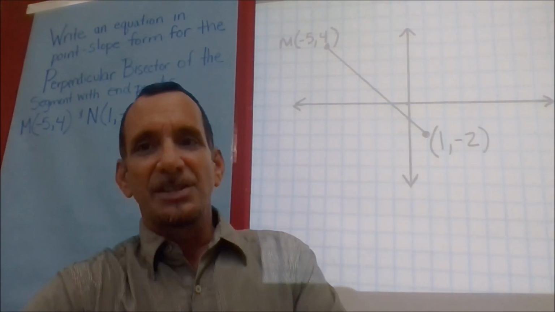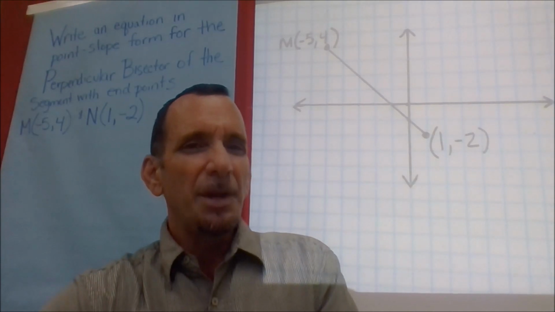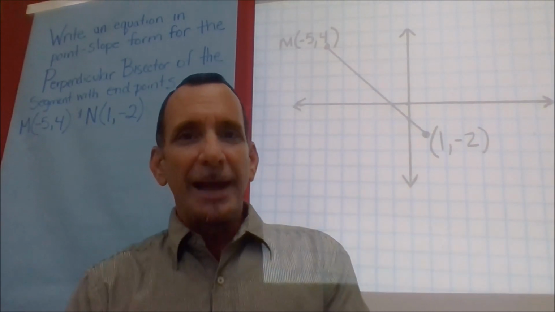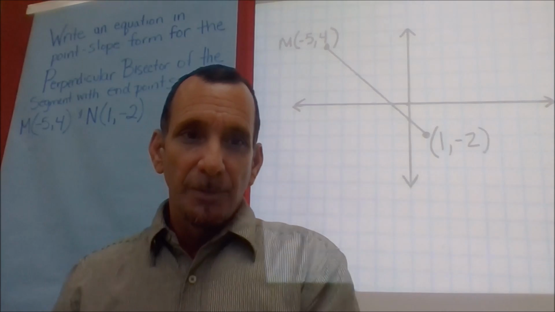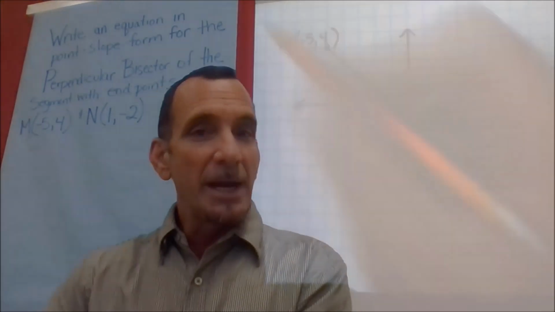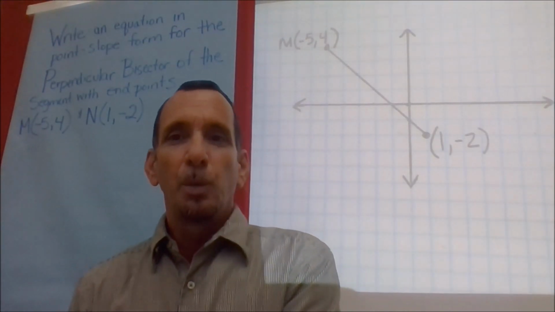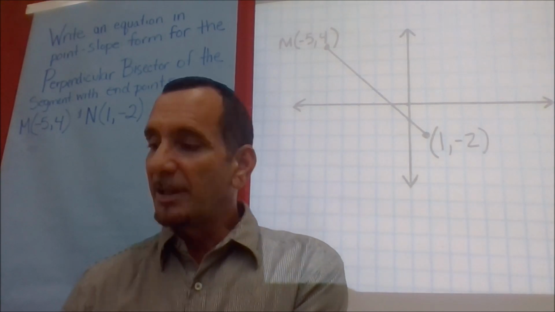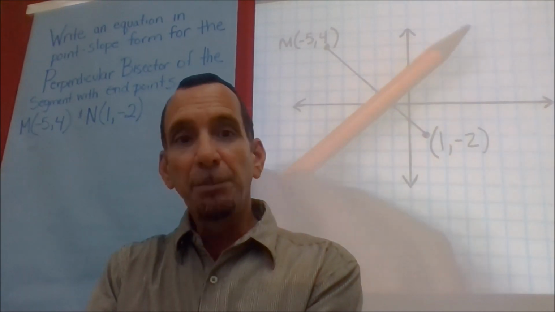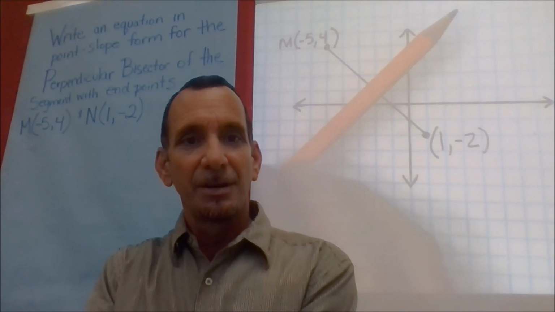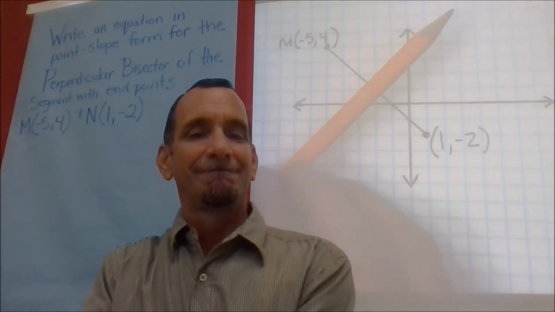Okay, so we have a segment here, but really, what do we want to do? We want to write an equation of a line, but we don't want to write an equation of this line. We want to write an equation of a line that is the perpendicular bisector of this line.